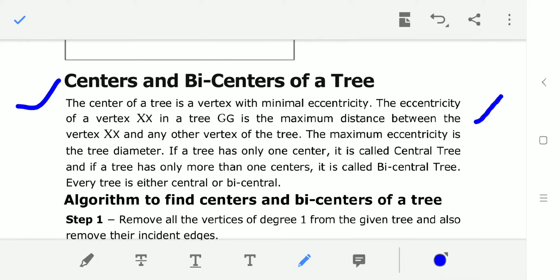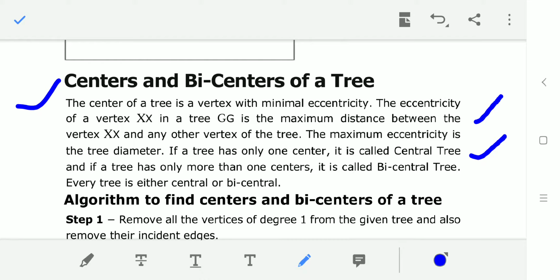If a tree has only one center, it is called central tree, and if a tree has more than one center, then it is called bicentral tree. Every tree is either central or bicentral.